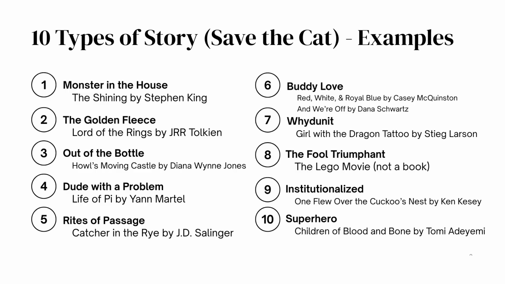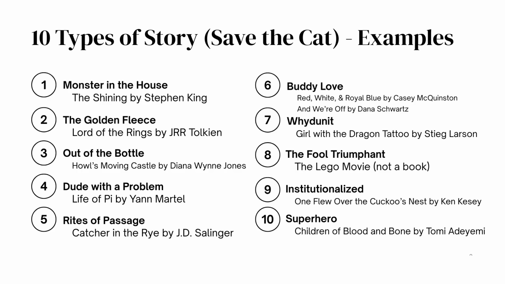The Golden Fleece is an epic quest or journey, both physically and mentally, like Lord of the Rings by J.R.R. Tolkien. Gotta shout out the best Golden Fleece of all time. Out of the Bottle means a wish or a spell that creates chaos and teaches a lesson, like Howl's Moving Castle by Diana Wynne Jones, and the Miyazaki film is so beautiful too.